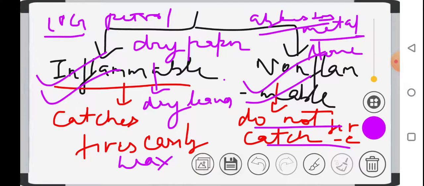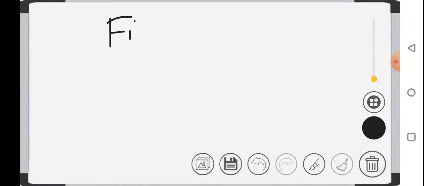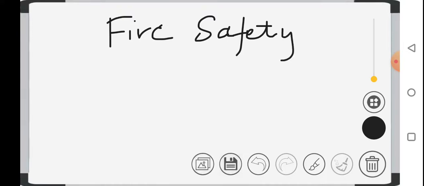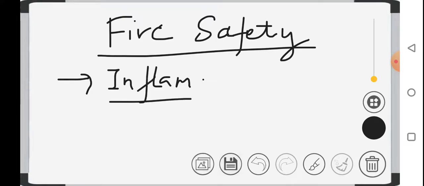Now children, the next topic is about fire safety. That's very, very important. Now what fire safety should we take? Fire safety means the precautions we should take while using fire-related objects. So first of all, any inflammable objects must be kept away from the electrical switches or fire.